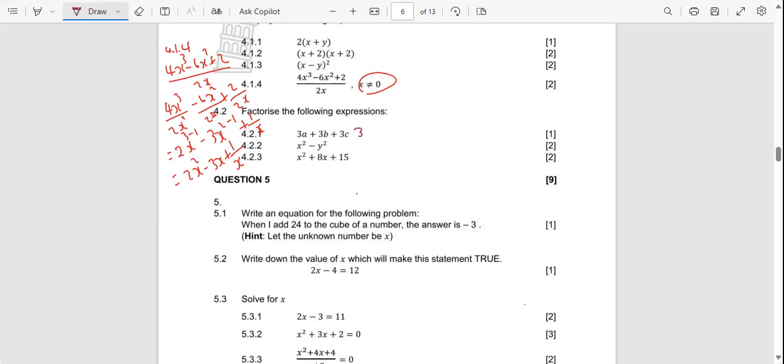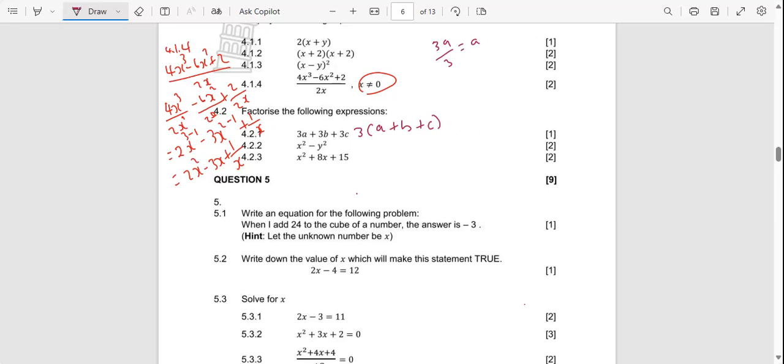And then, guys, I told you that we divide by what? By the common factor. 3a divided by 3, I will be left with a. And 3b divided by 3, I'll be left with b. And then 3c divided by 3, I'll be left with c. And then we are done with factorization.